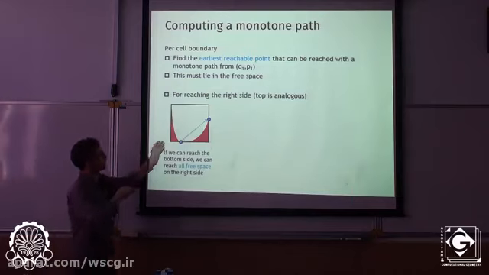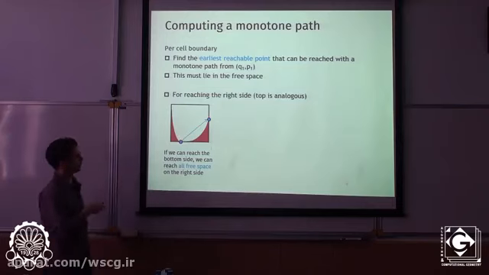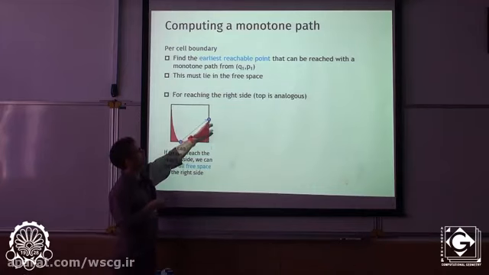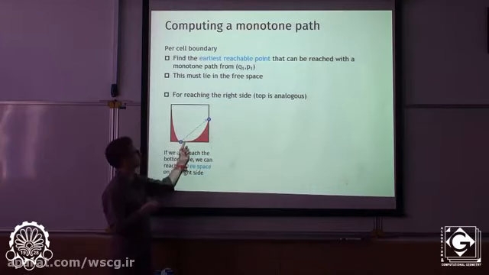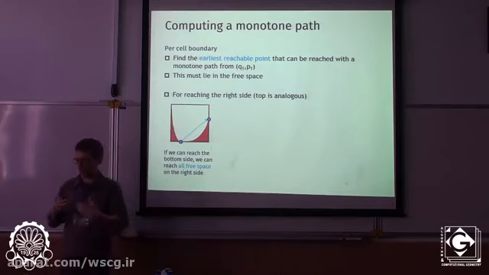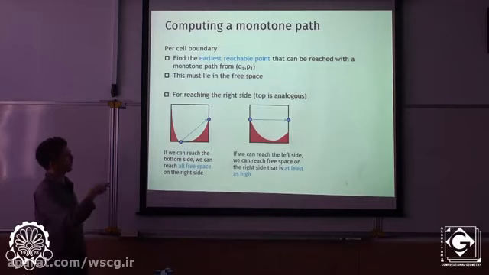So let's say this is a cell that I'm looking at, and I'm interested in paths that enter from down here and leave through this horizontal edge. Then the information that I need is that this point is reachable, if this was reachable. And if I know that this point is reachable, then all of the remaining free part here is also reachable. So it's really enough to determine the earliest reachable point.